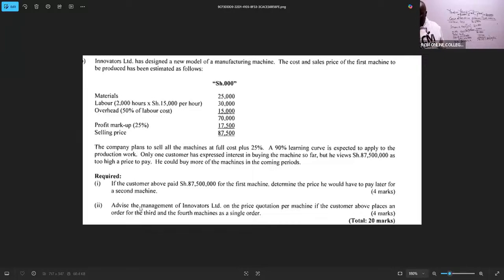So they want us to advise the management of Innovators Limited on the price quotation per machine, if the customer above places an order for the 3rd and the 4th machines as a single order.